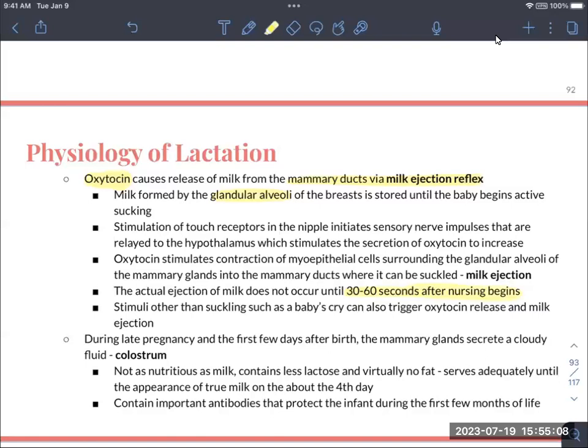Late in pregnancy and in the first few days after birth, the mammary glands are secreting a substance called colostrum. It is not milk, not as nutritious, and doesn't have as much lactose. There's no fat to it, but it can adequately nourish the new baby until the milk truly comes in at day 4. It does contain antibodies, so it protects the infant during those first few months.